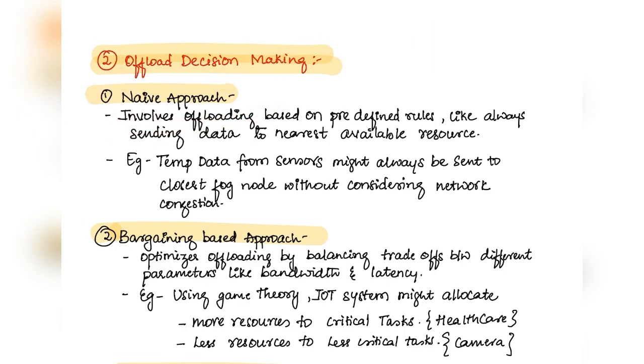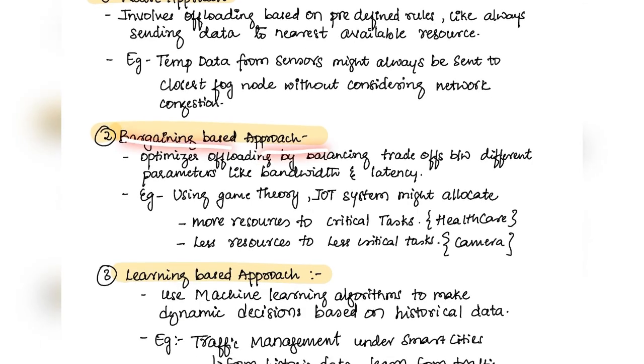So it is predefined. Next, the bargaining based approach. It optimizes the offloading by balancing trade-offs between different parameters. Parameters like bandwidth and latency are taken into consideration here. For example, using game theory, IoT systems may allocate more resources to critical tasks and fewer resources to less critical tasks. For example, camera surveillance is less critical, and a highly critical task could be healthcare.